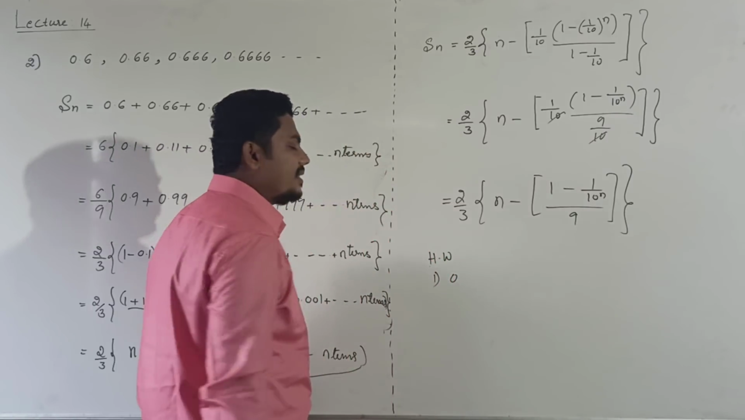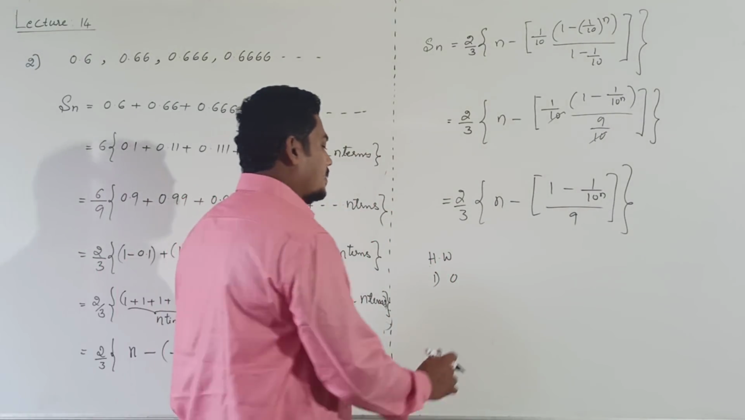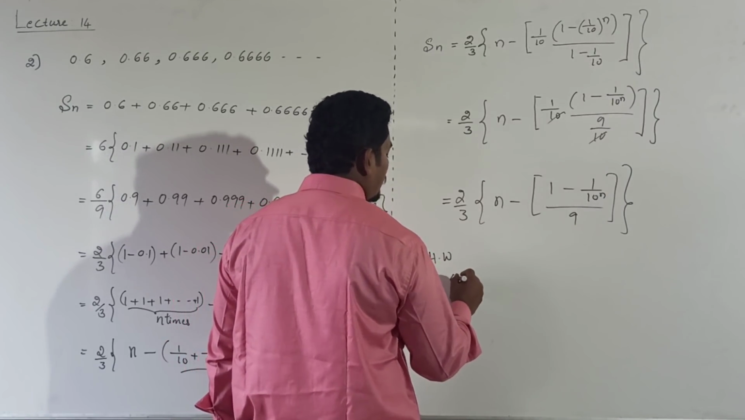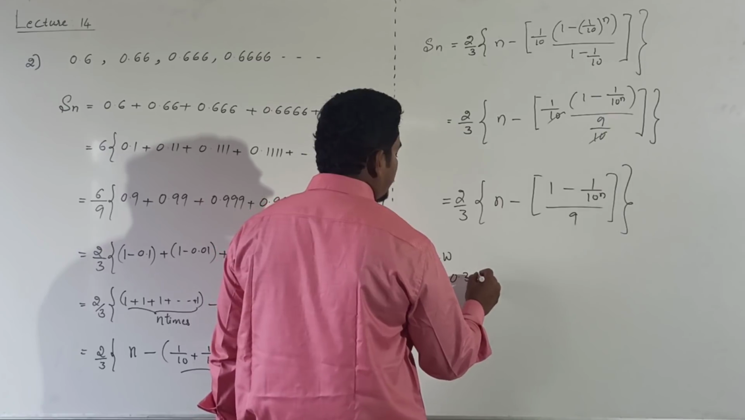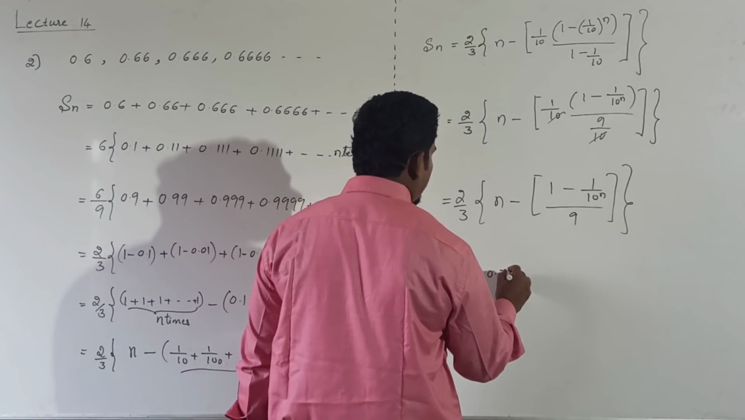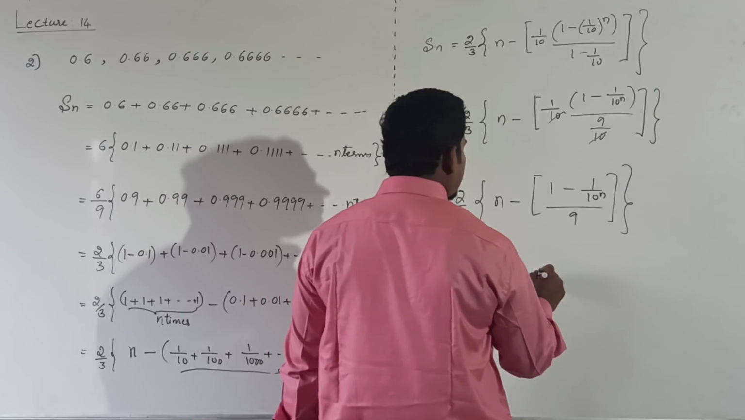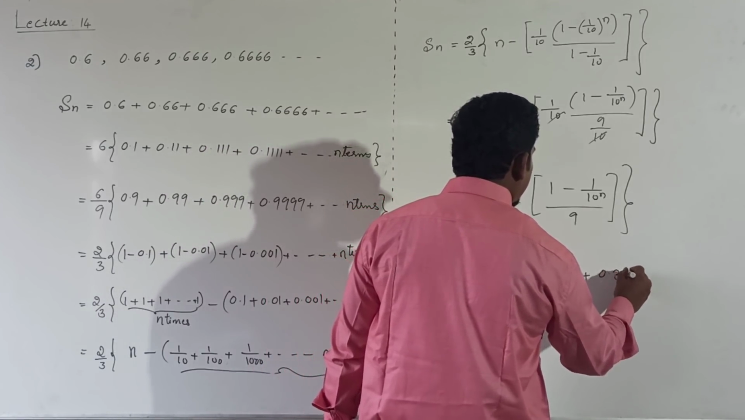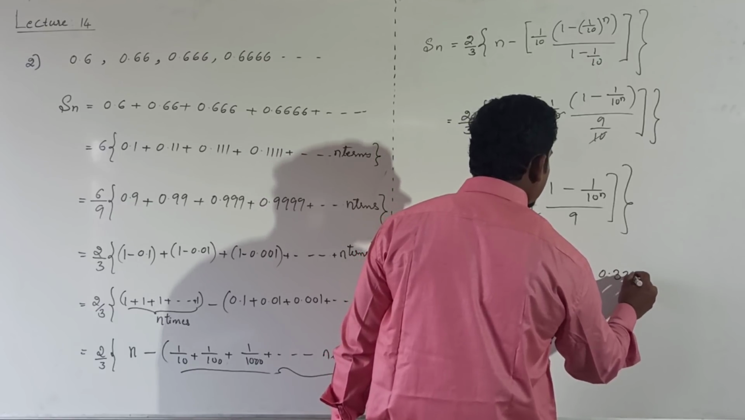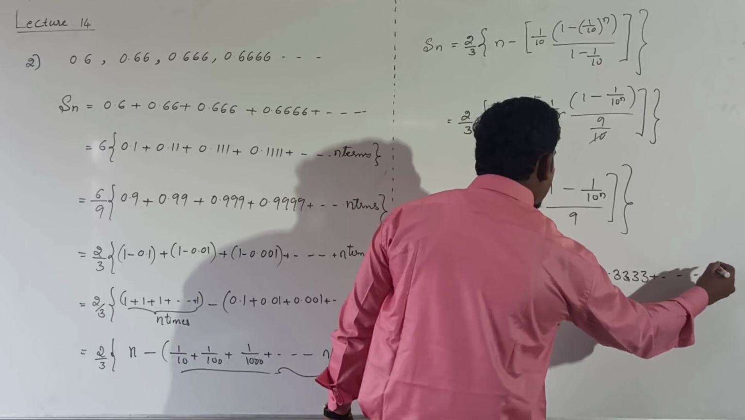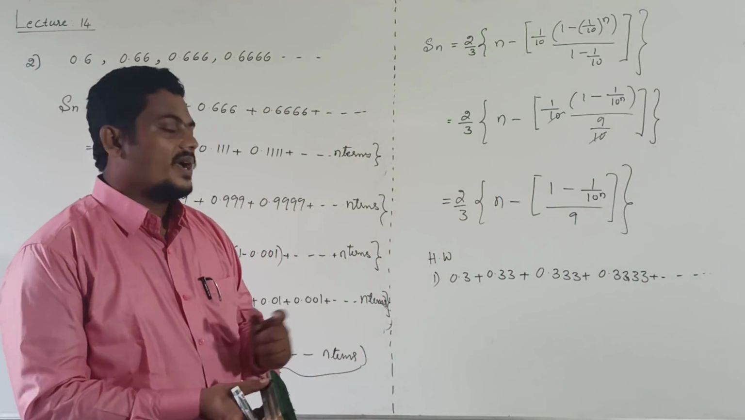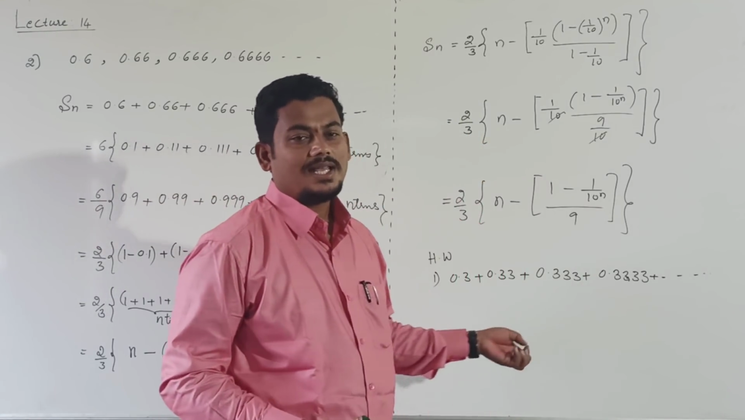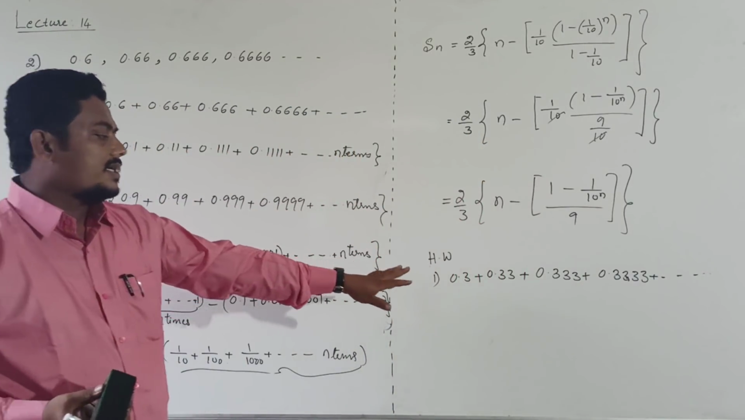Find the sum to n terms of the sequence 0.3 plus 0.33 plus 0.333 plus 0.3333 and so on. Find the sum to n terms of this series or sequence. Take this as homework.